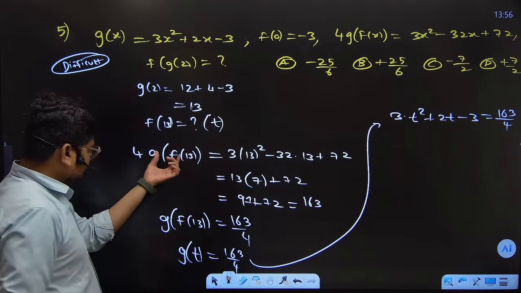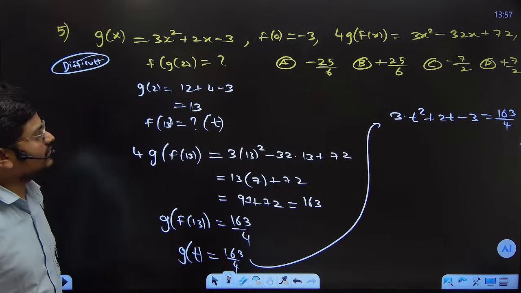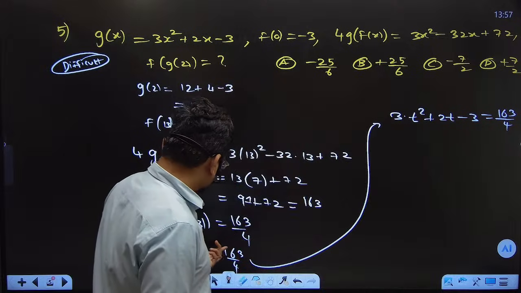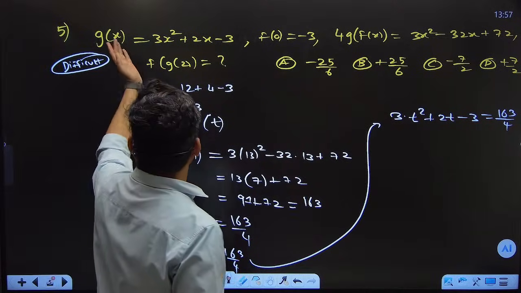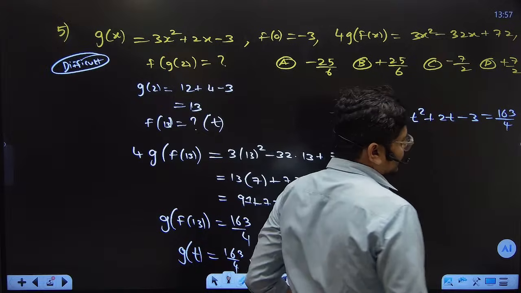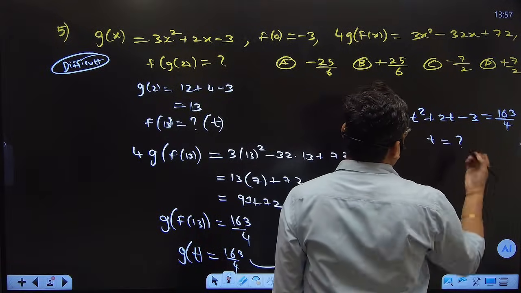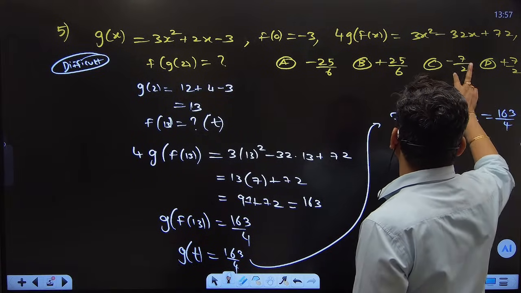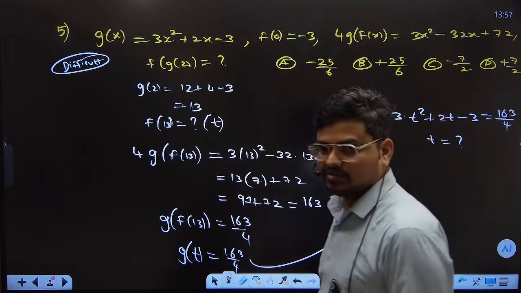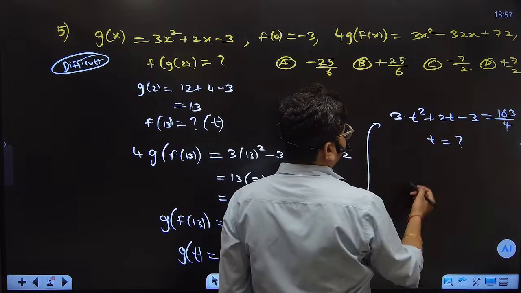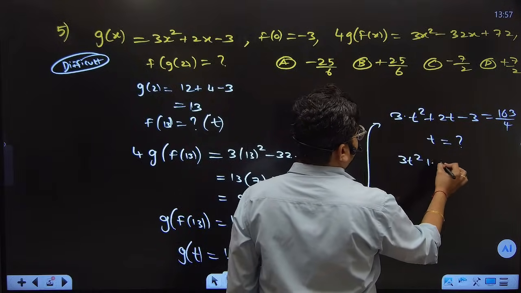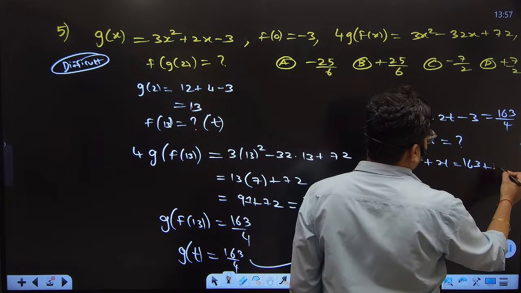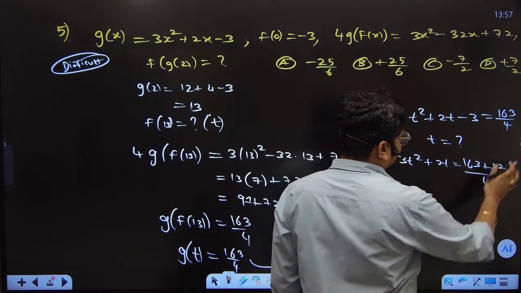And g of t is going to be 163 by 4. If I replace x with 13, f of 13 is the unknown. So g of t has to be 163 by 4, and you are trying to figure out the t value. Now I can also do back substitution. Definitely you have to get 4 in the denominator, so your answer should be somewhere around plus or minus 7 by 2. So for 3t square plus 2t, I should get 163 plus 4 times 3, which is 12, divided by 4, which is 175 by 4.